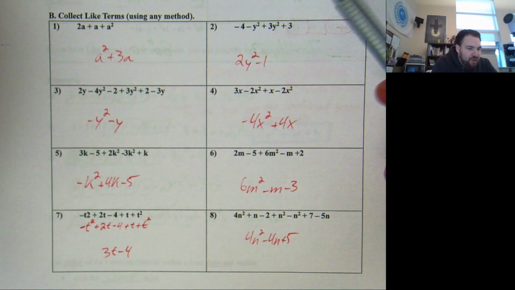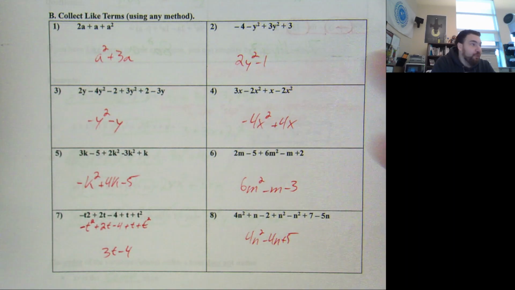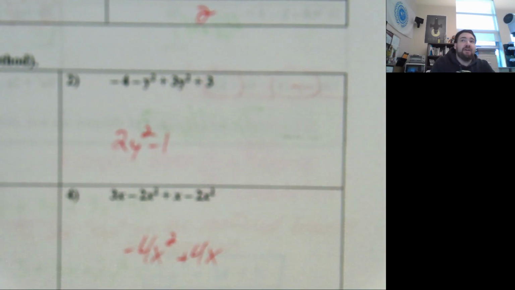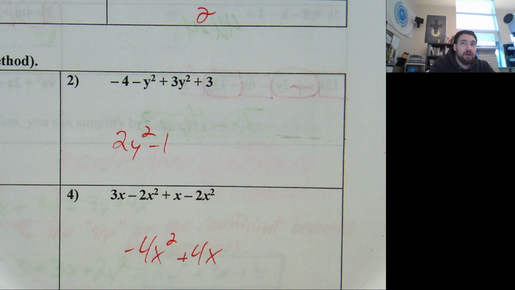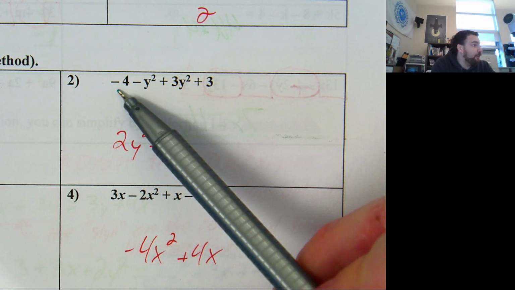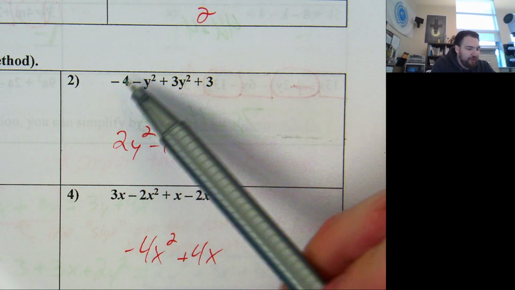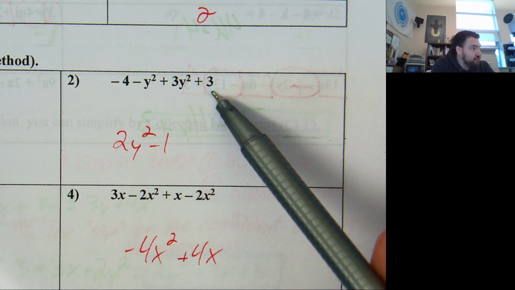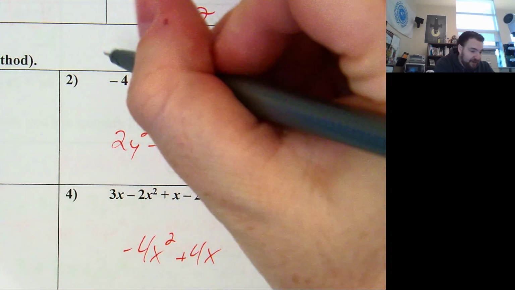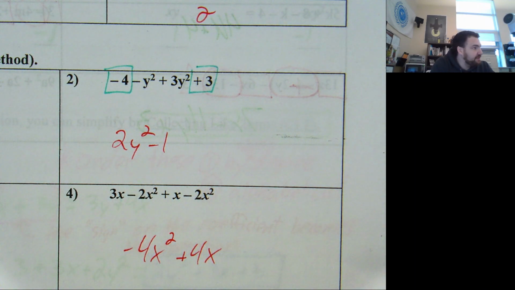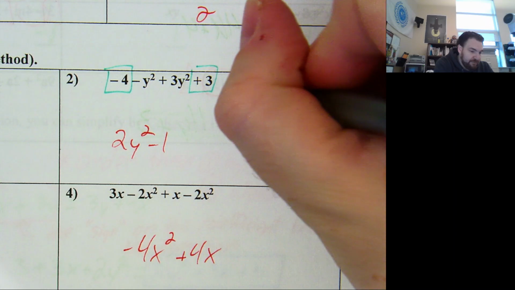Here's number 2. So we want to group our like terms. If you recall, like terms have the same variables, and those variables have to have the same exponents. So, there we go. I'm just going to start left to right looking for like terms. I've got a -4 here. No variables. Are there any other terms with no variables? Yeah, that guy there. So I'm going to use the sign out front. I've got a -4 and a +3. -4 plus 3 is? -1.